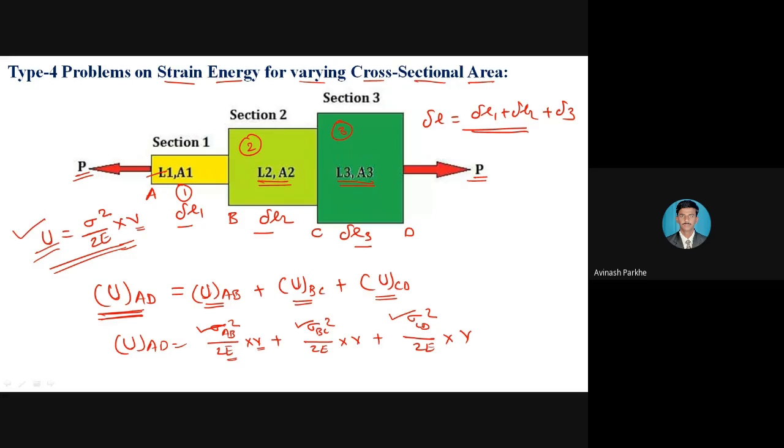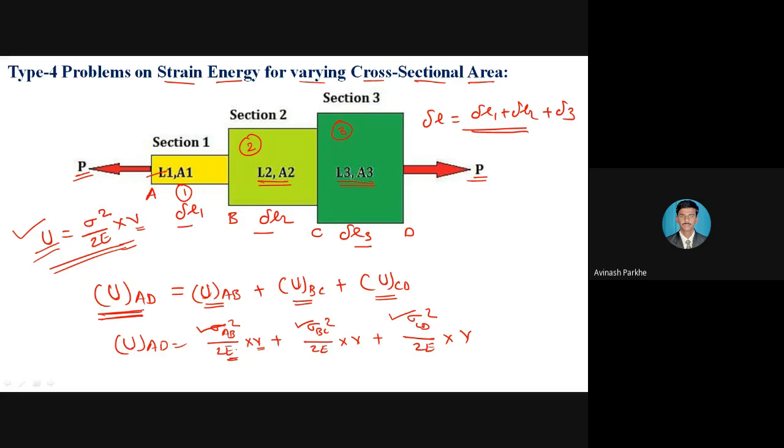The remaining part, E, is a constant parameter. If all three sections are made of a single material, for example steel, then E will be common and we can take it as a constant parameter.